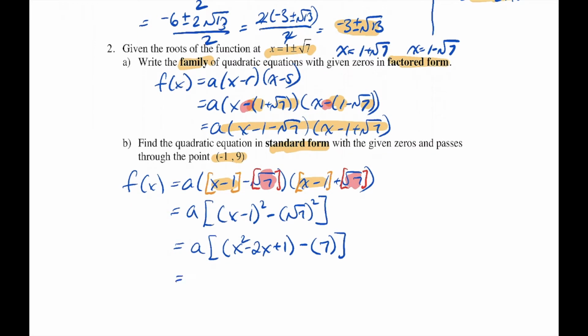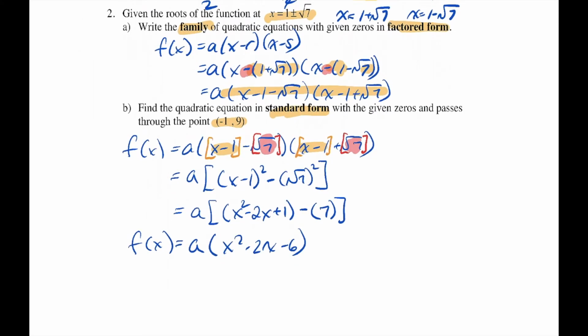Finally, we're going to simplify everything in the brackets, and we're going to get x squared minus 2x minus 6. So here I've created another equation for the family of quadratics. In this case, it's not in factored form, but it's easier to work with now that I have a point, negative 1 and 9. So what I'm saying is that f of negative 1, in other words, when x is negative 1, a times negative 1 squared minus 2 times negative 1 minus 6, our answer here is 9.